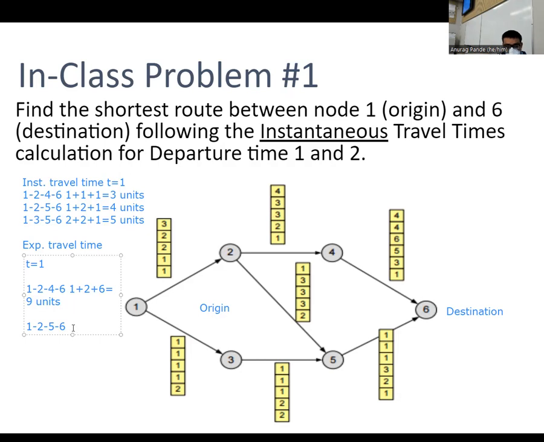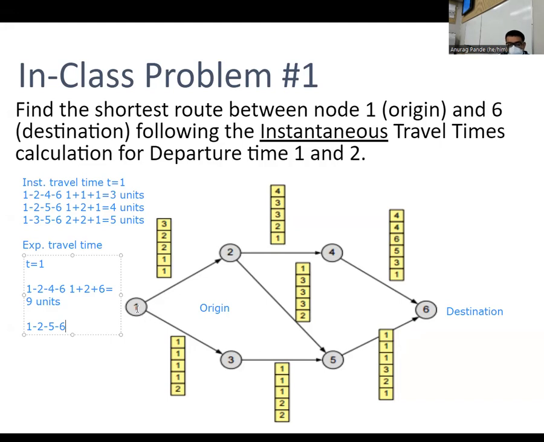Let's do 1, 2, 5, 6 real quick, and let's try to match it up. So I'm going to pause the recording. The answer that I'm seeing from the students is 5 minutes. Let's confirm this, 1, 2, 5, 6.